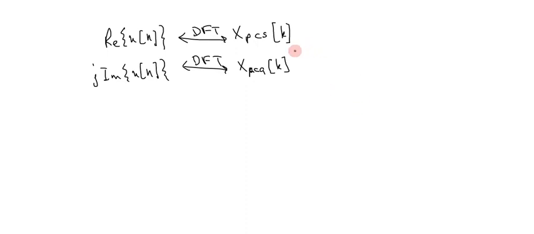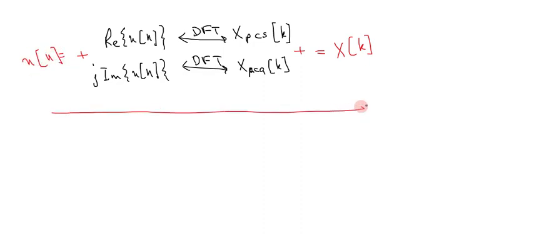As you can see, this is the decomposition of x of k, and this is the decomposition of your signal x of n, and this is the DFT between x of n and x of k. So this is the relationship between the real and imaginary parts and the conjugate symmetric and conjugate antisymmetric parts of x of k. These are circularly conjugate symmetric and circularly conjugate antisymmetric parts.